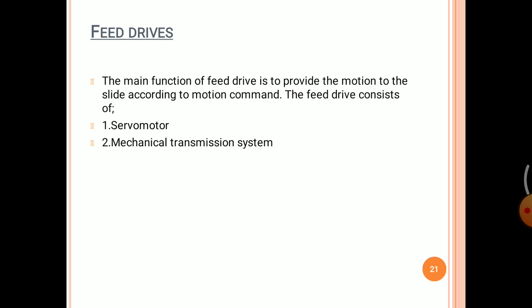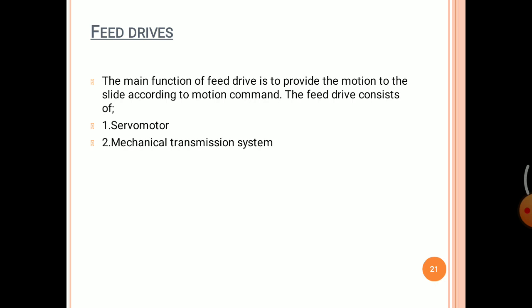The servo motor consists of a suitable motor, position sensors, and a sophisticated controller. The servo motors are of two types: DC servo motor and AC servo motor. Servo motors are available in power ratings from fractions of watts up to a few hundred watts. They have high torque capabilities.